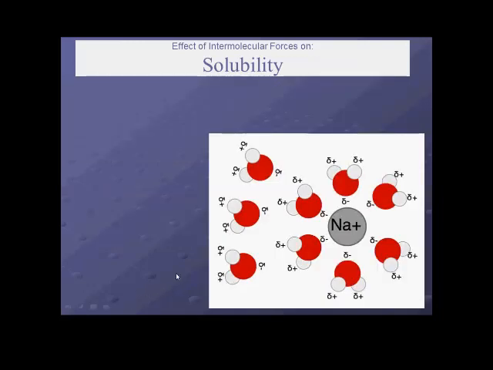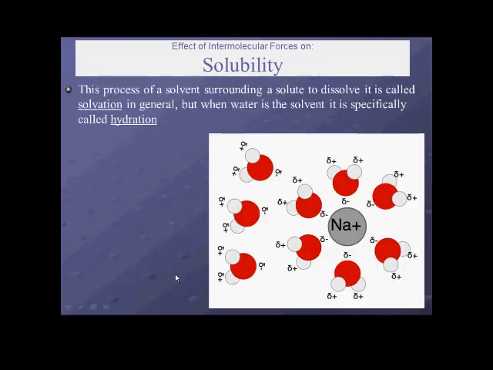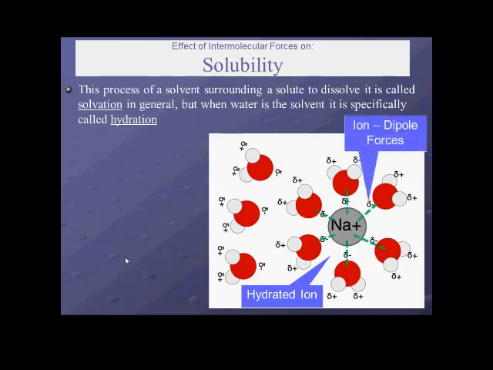Now we'll look a little more closely at that here. This process where the solvent comes in and surrounds the solute and dissolves it is called solvation. Specifically, whenever water is the solvent, it's called hydration. So here we have an example of a hydrated sodium ion. You can see it's been surrounded by water molecules. They've come in and they've dissolved it. Maybe this was salt.